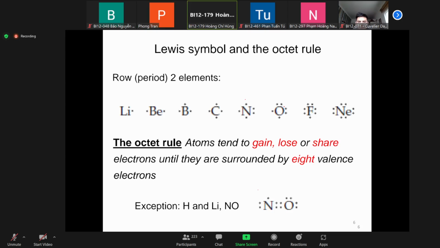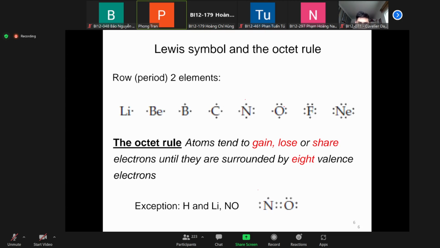May I? Yes, please. I think because the p subshell can contain a maximum of 6 electrons, and the s subshell can contain a maximum of 2 electrons. So I think it can contain 8 electrons in the valence. Yes, thank you. Exactly.